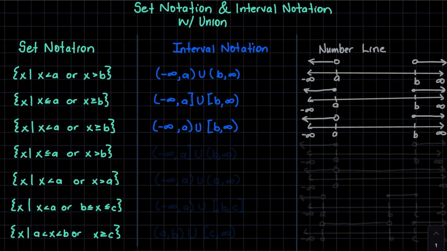Next, x is less than or equal to a. So now negative infinity to a, included with a bracket. Union, x greater than b means b is not included and travels to infinity. So on our number line, a will get a closed circle indicating it is included in the set and travel to the left. B will get an open circle indicating it's not included and travel to the right.